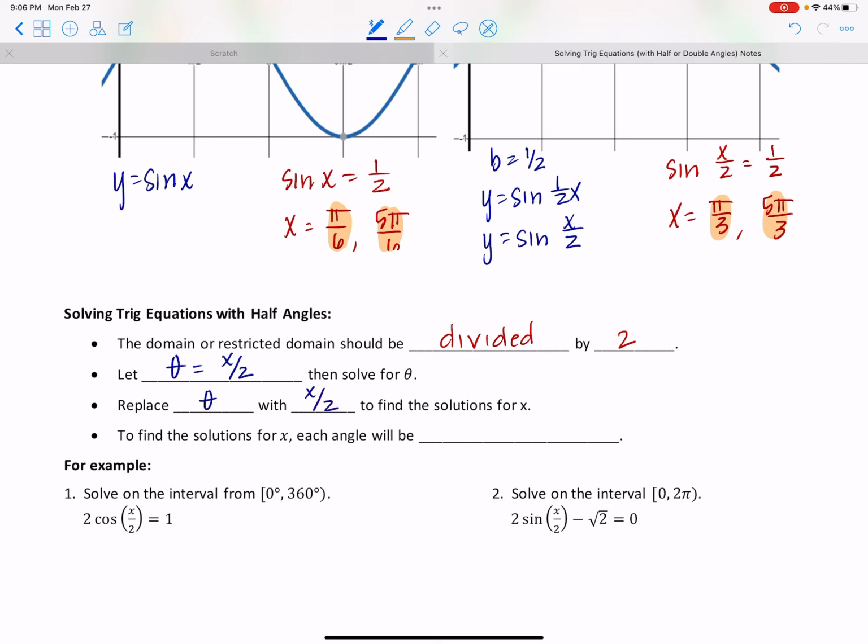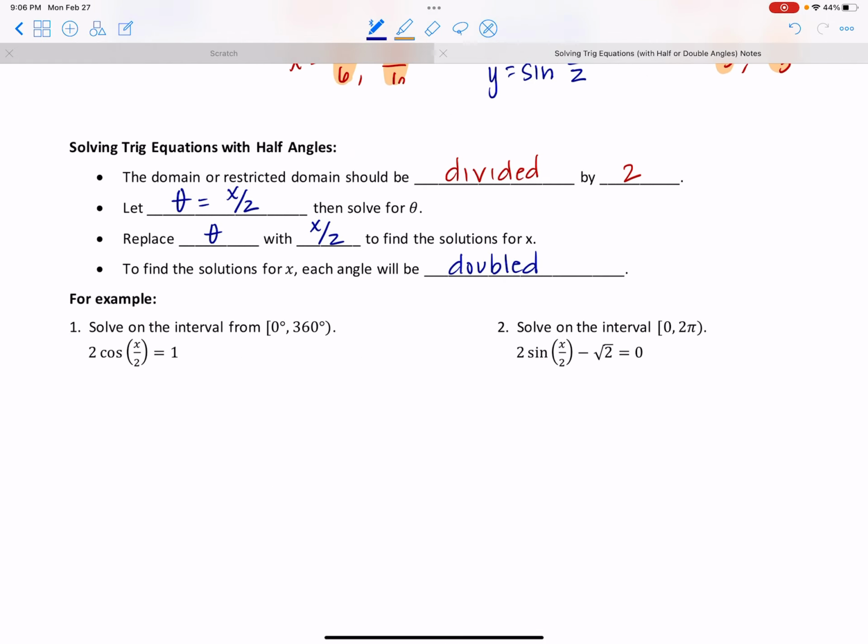And that's going to help us find the solutions for x, which is going to be the goal to begin with. So if I want to solve for x now, and it's divided by 2, I have to multiply by 2, which is exactly what we did to go from here to here. We took the angles and multiplied them by 2. So to find the solutions for x, each angle will be doubled. Alright, so let's try this out.